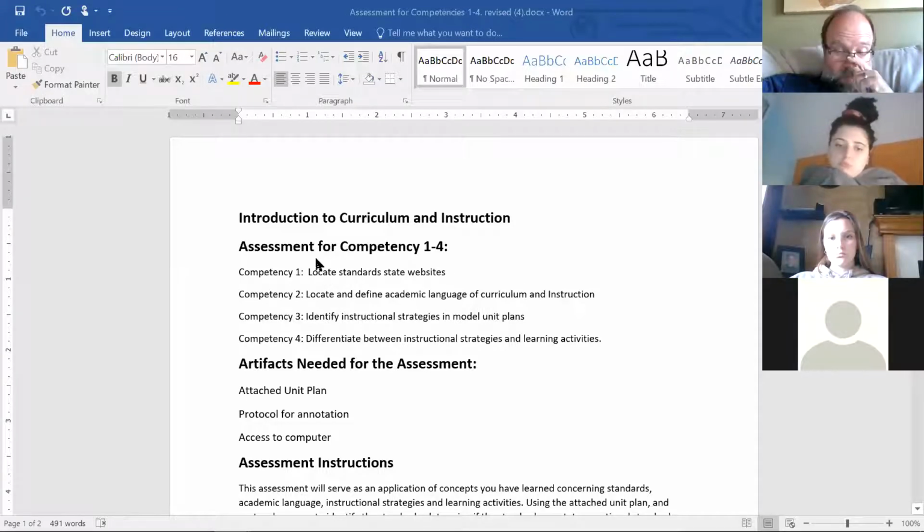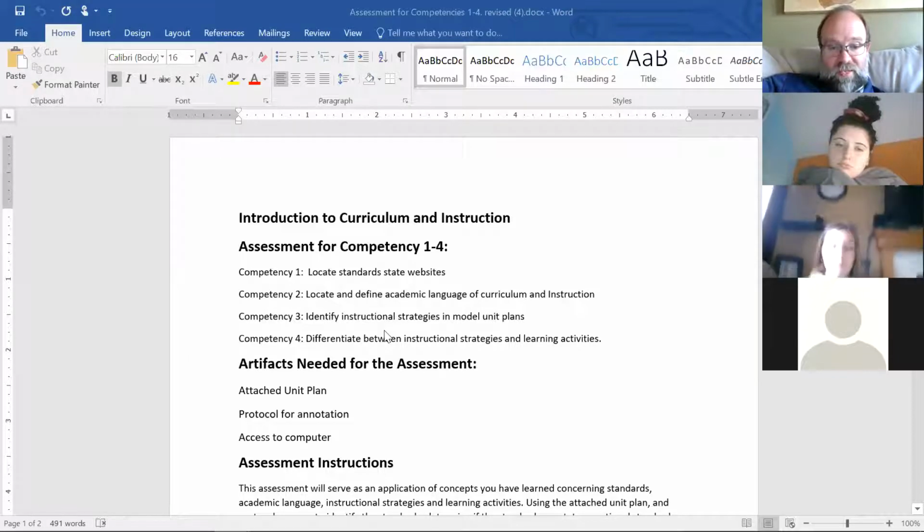Okay, when you open that link, here are the different competencies that we want you to meet. We're going to have you locate standards on state websites. We're going to have you locate and define academic language of curriculum and instruction. So that scavenger hunt that you filled out at the beginning of class, that's a good resource for competency 2.